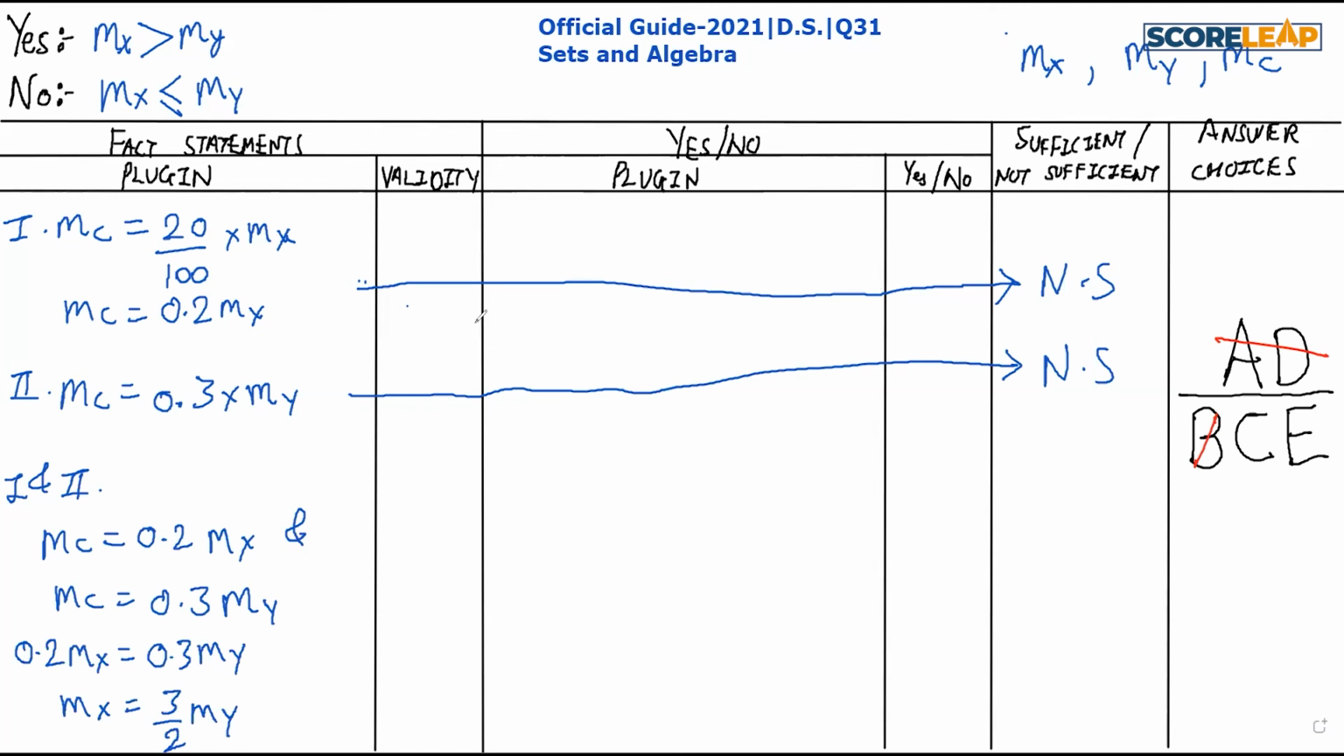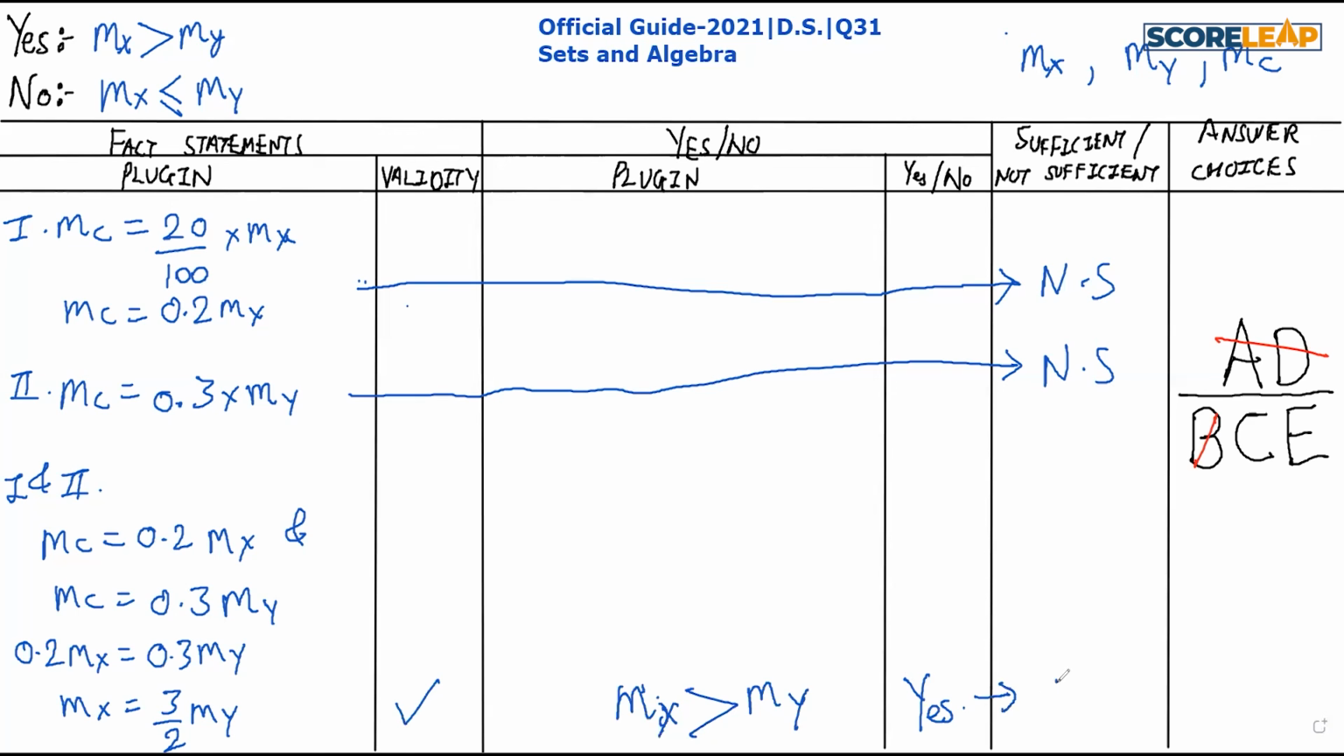Which means that mx will always be greater than my. We cannot take negative values. So mx will always be greater than my. It cannot be equal also. If the number of members are 0, then it can be equal, but it is not true, because we are given that there are at least some members in club X and club Y, right? So mx is definitely greater than my for all the cases. We can try plugging values of my as 2 or 4 or 10 or any even value, because it has to be a multiple of 2, right? So for all those values, we will get a yes only.